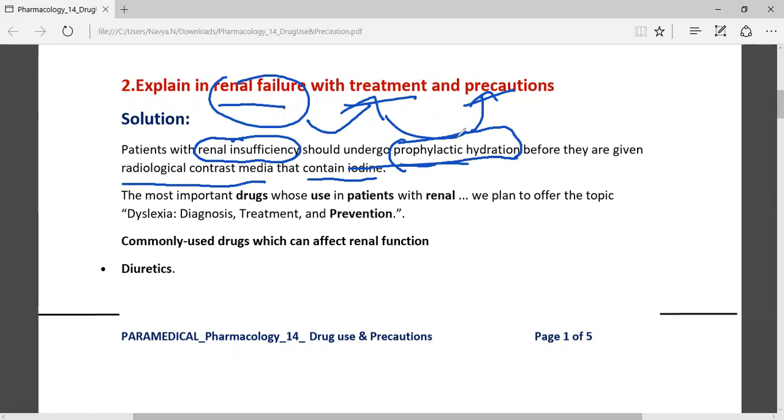And the most important drugs used in patients with renal failure or insufficiency are, so they have to plan to offer the topic, that is dialysis, for the diagnosis purpose, the treatment purpose and the prevention purpose. This is dialysis. And other commonly used drugs we have listed here, that is diuretics.